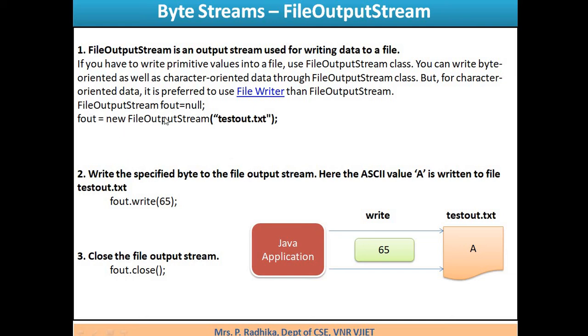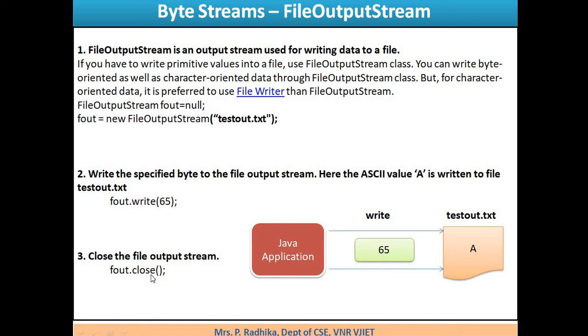So first of all, how to write? Now create an object of file output stream fout and initialize it to null. Then you link it to the external file testout.txt. Then you use the write with integer parameter. So the write method with integer parameter where the ASCII value 65 is being passed.